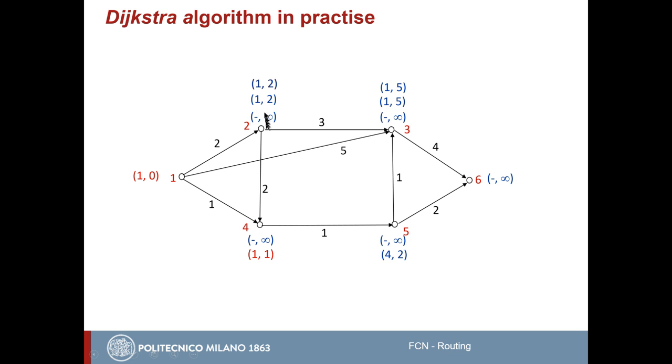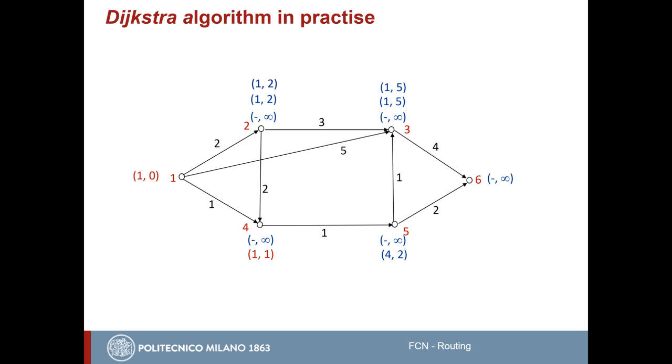In case of node 2, previously we had distance 2, now we have again distance 2, it is 0 plus 2. Node 5 is connected to node 4. So previously we had this infinite distance. Now the new distance will be 1 plus the distance of 4, which is 2. And node 3 is only connected to node 1, so it doesn't change compared to the previous step.